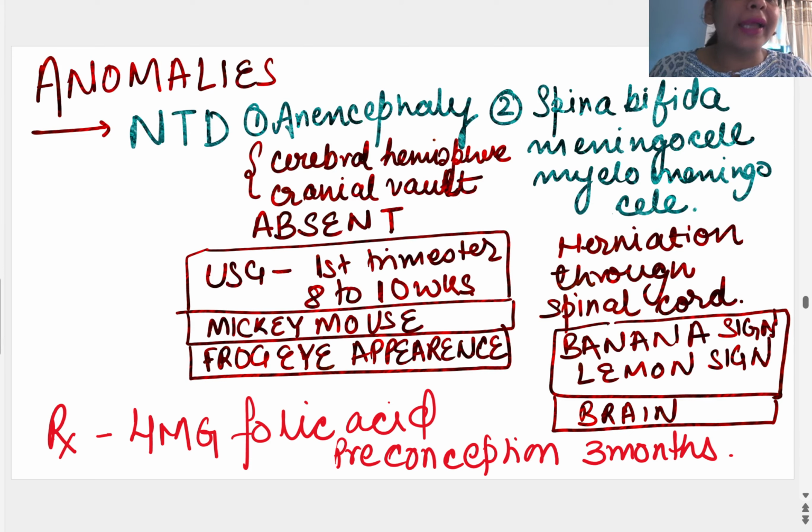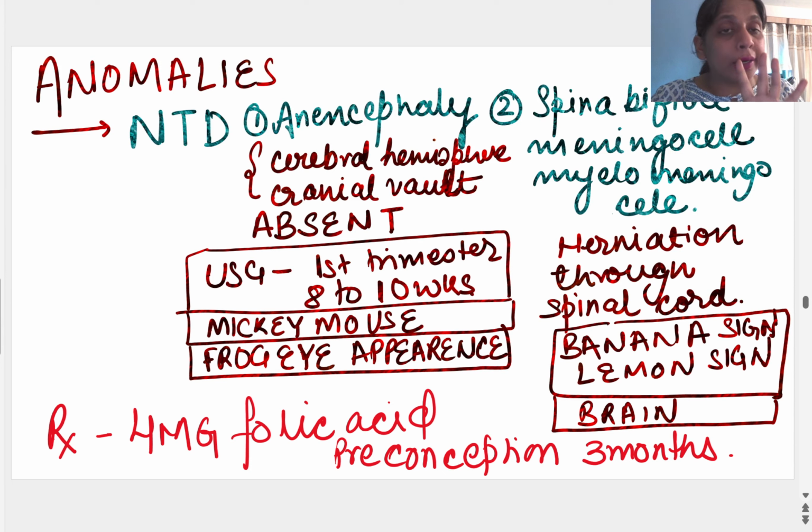Anencephaly means that there is no cerebral hemisphere, these big hemispheres that we have are not there, and there is no cranial vault. What do you mean by cranial vault? The skull bones are not there. So two things are absent: the skull bones and the cerebral hemisphere. Anencephaly's ultrasound picture is there on my Telegram. Please go and see.